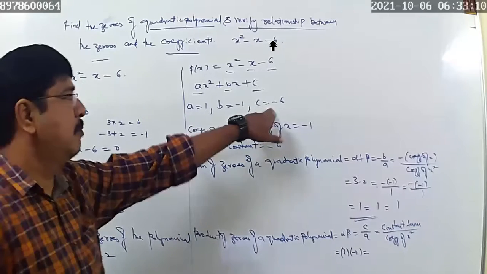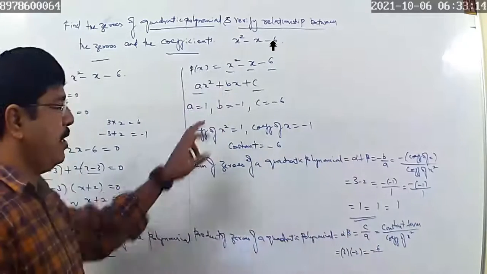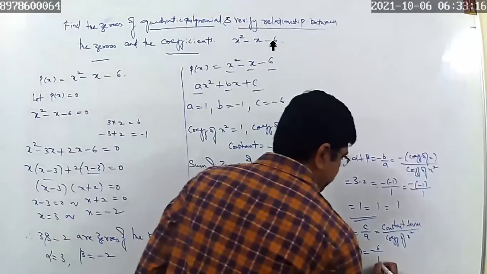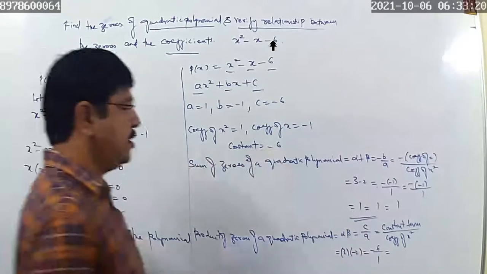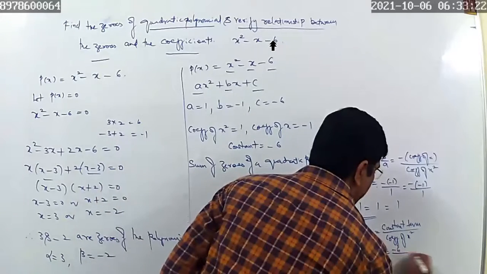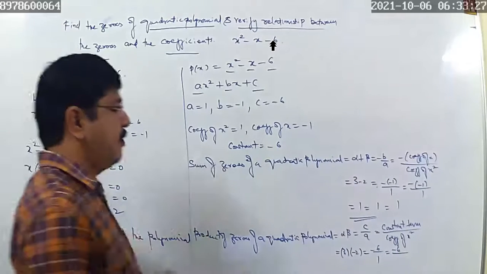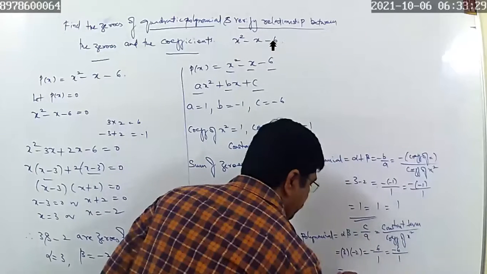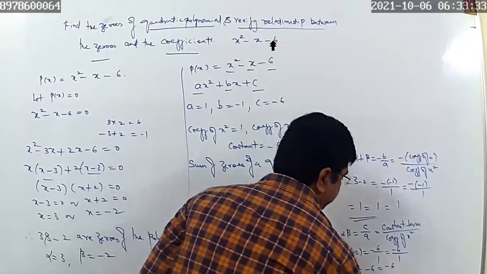C is -6 by a. A is 1. Equal to constant term, what is constant term? -6 by coefficient of x square. Coefficient of x square is 1. So 3 into -2 is -6, and -6.